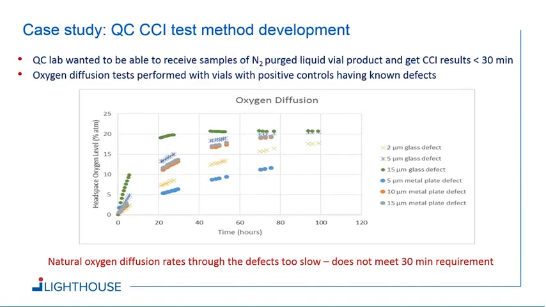So remember, these vials are initially purged with nitrogen, so you start with 0 to very low oxygen levels. But because of a defect, you will see air coming inside of these vials, and this happens over a time scale of hours. If you look at the x-axis, you see that we're plotting this over a time scale of hours. And the conclusion here is that the natural oxygen diffusion rates through these defects is too slow for this particular project, because the QC lab needed to detect these defective vials within 30 minutes.